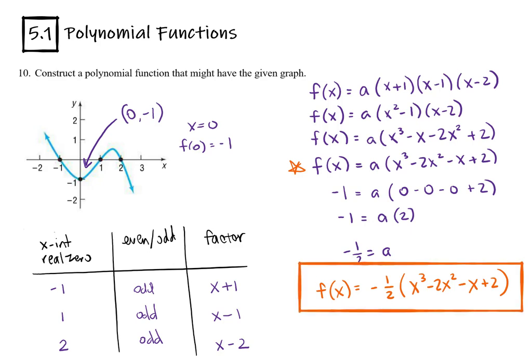And there you go. You always want to start off by building up all of your factors, first of all, by looking at the x-intercepts and making sure you change the signs, plugging it into our generic formula for a polynomial function, and then multiplying it out so that you could solve for your specific a. And then you have your function. And that's all of section 5.1.